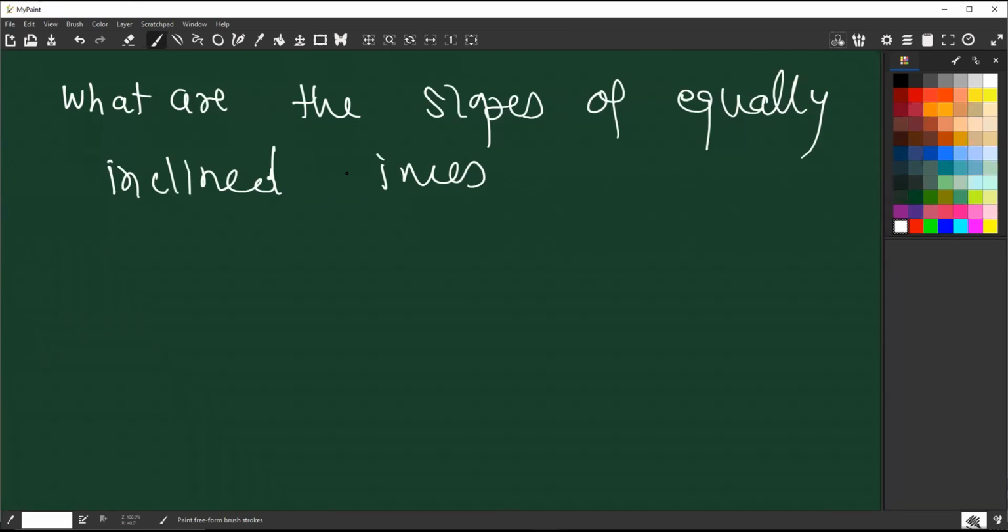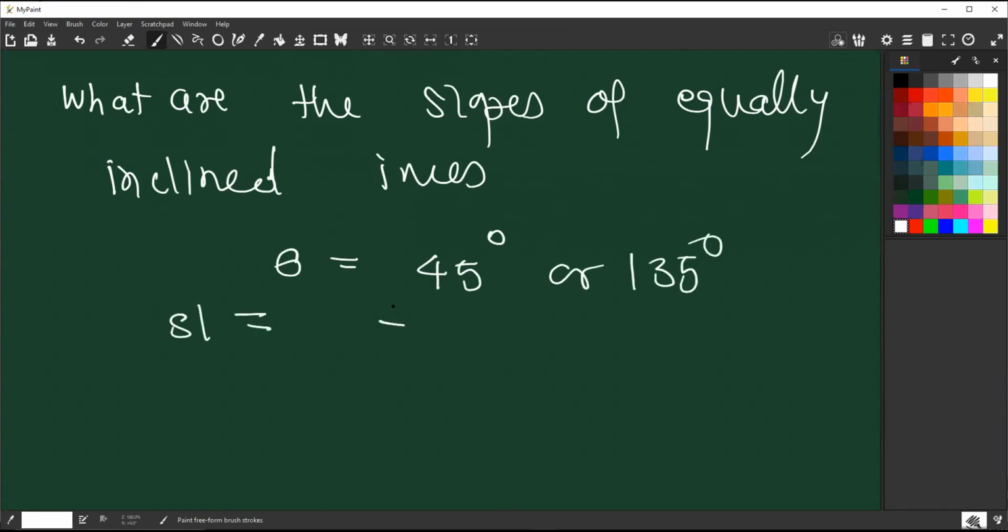What are the slopes of the equally inclined lines? The inclinations being 45 degrees or 135 degrees, the slopes will be plus or minus 1. It will be either tan 45 or tan 135. The slopes of equally inclined lines are plus or minus 1. Just remember this. I am discussing all the points right from the beginning. Now, who will tell me the equation of x-axis?